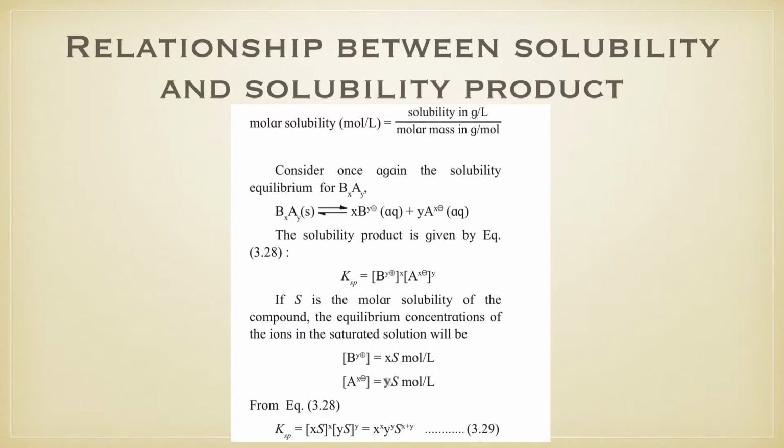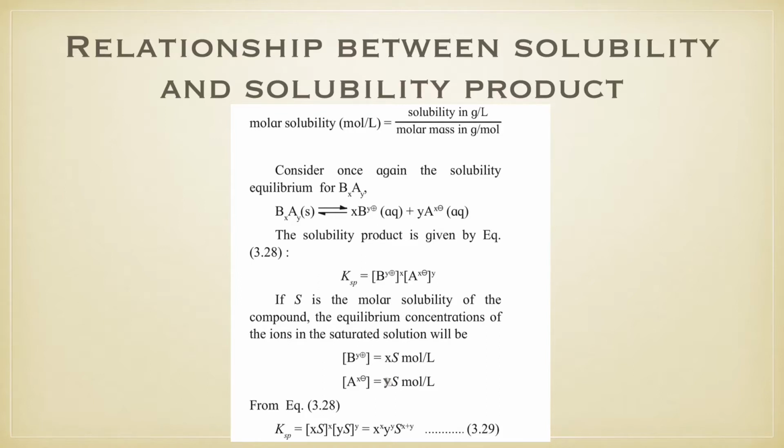Therefore the solubility product will be given by Ksp equal to the concentrations of the ions raised to their powers in the balanced equation. So what will be the value of Ksp here? Ksp will be equal to the concentration of B raised to y plus, raised to x, into the concentration of A raised to x minus, raised to y.